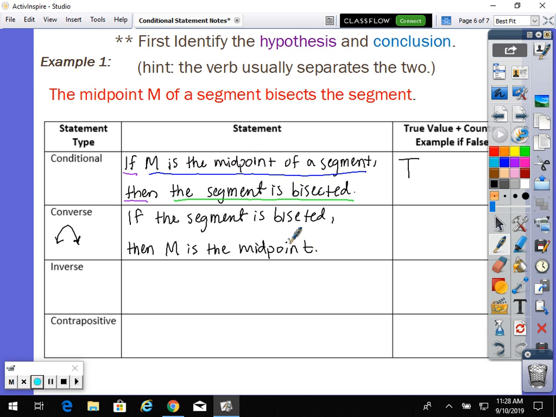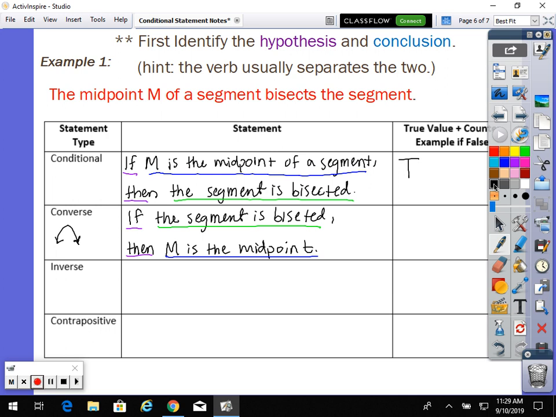And we're going to go ahead and underline in purple my if and then. And now I've flipped my hypothesis and conclusion. So M is the midpoint, is still blue. My conclusion, the segment's bisected, it's now moved up there, and it is in green. So let's look at that statement.